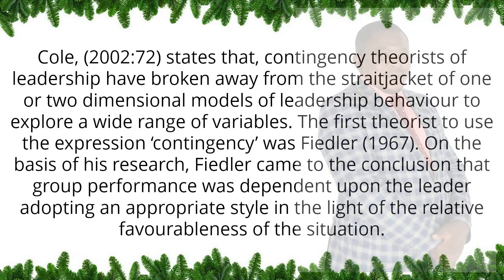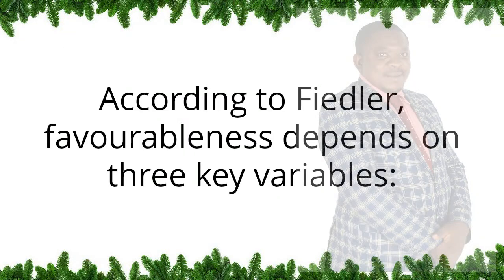Cole, 2002-72, states that contingency theorists of leadership have broken away from the straitjacket of one- or two-dimensional models of leadership behavior to explore a wide range of variables. The first theorist to use the expression contingency was Fiedler, 1967. On the basis of his research, Fiedler came to the conclusion that group performance was dependent upon the leader adopting an appropriate style in the light of the relative favorableness of the situation. According to Fiedler, favorableness depends on three key variables.